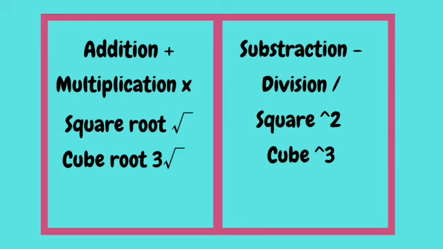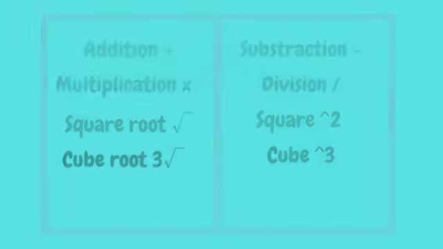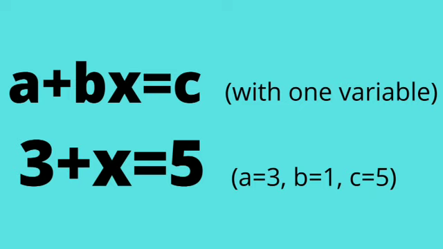So these are some rules for equality. When we solve linear equations, we will follow these rules to find the value of the unknown, which is called the variable. So the general form of a linear equation with one variable is a plus bx equals c, where a and c are constants and b is the coefficient of x, and x is the only variable for which we have to solve the linear equation and find a suitable value.